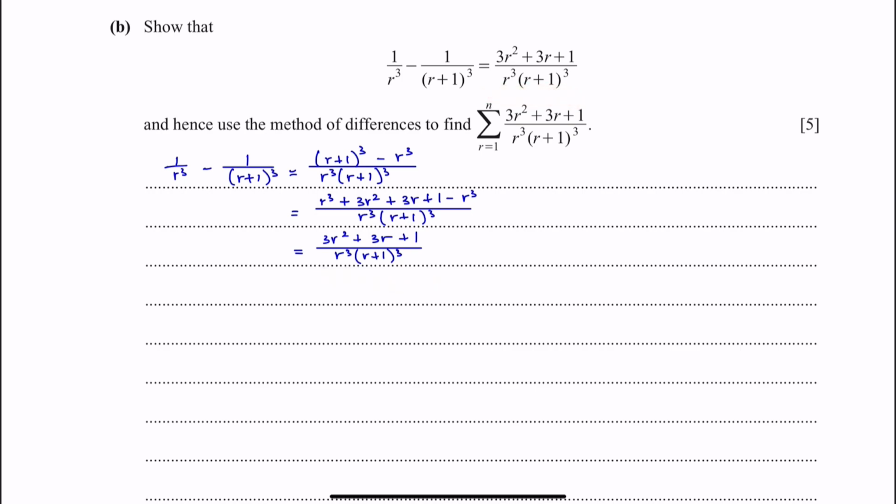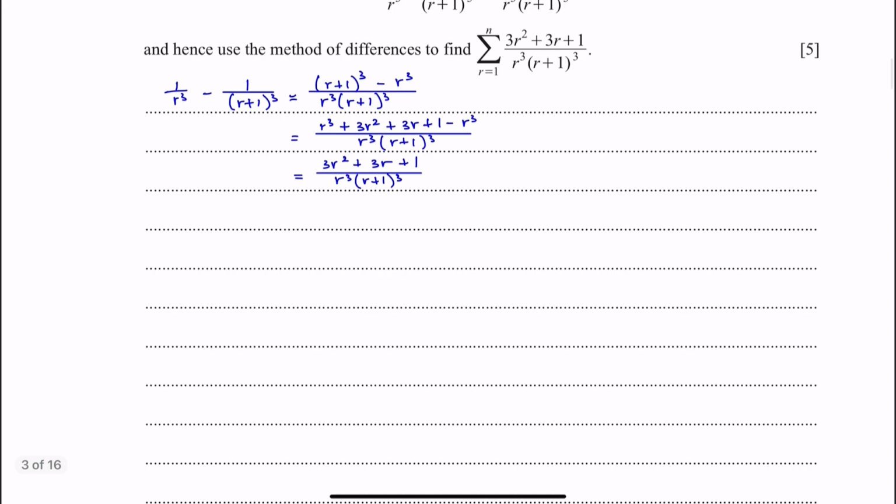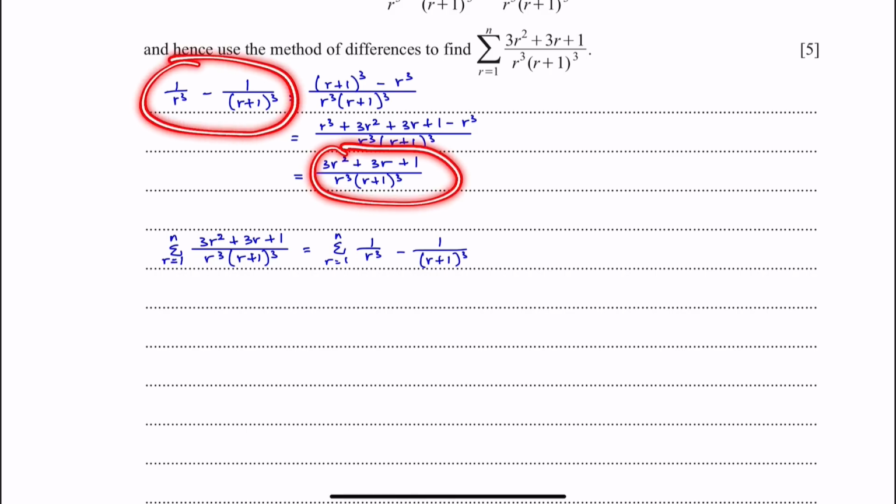Next, we're going to use the method of differences to find the summation of that. So the sum of this fraction is basically the sum of 1 over r cubed minus 1 over r plus 1 cubed, because we just proved that this is equal to this.